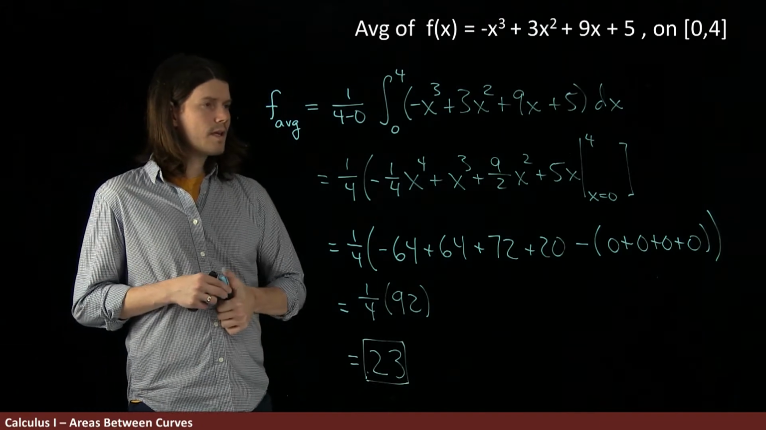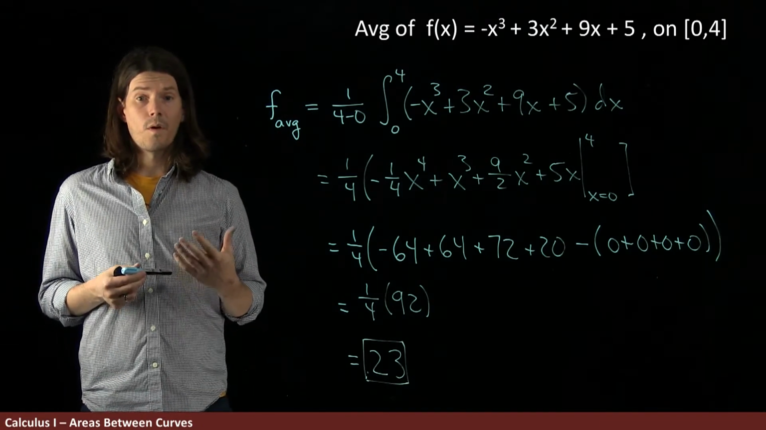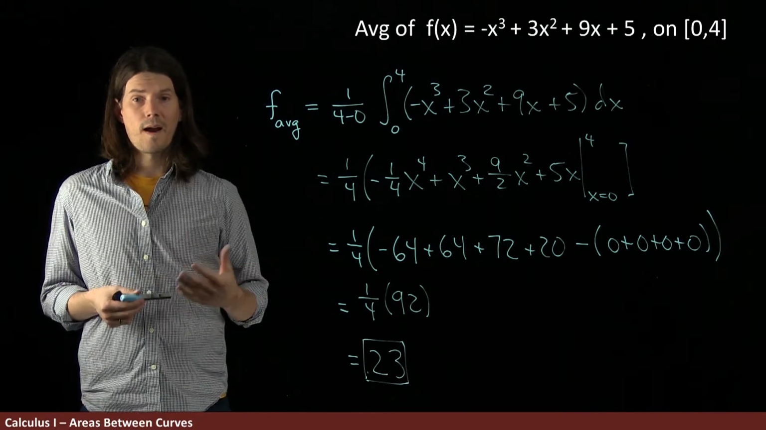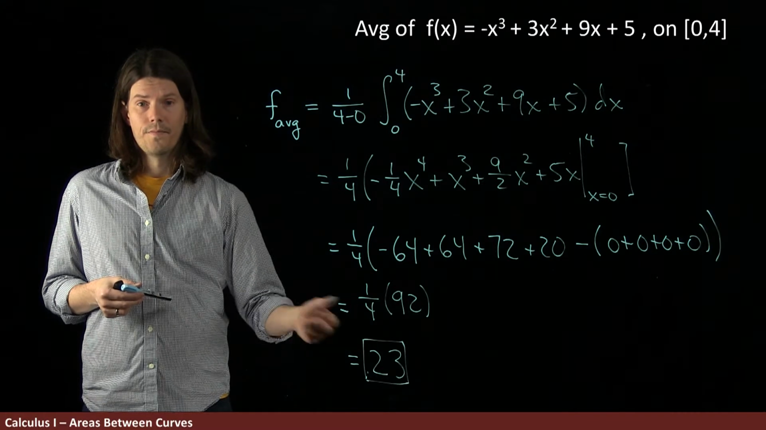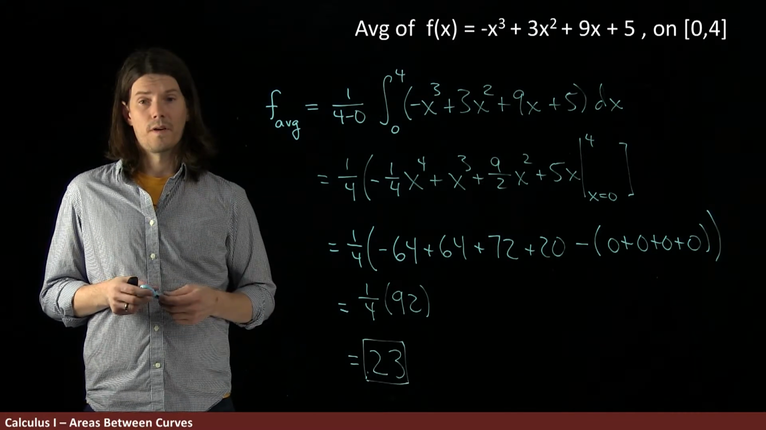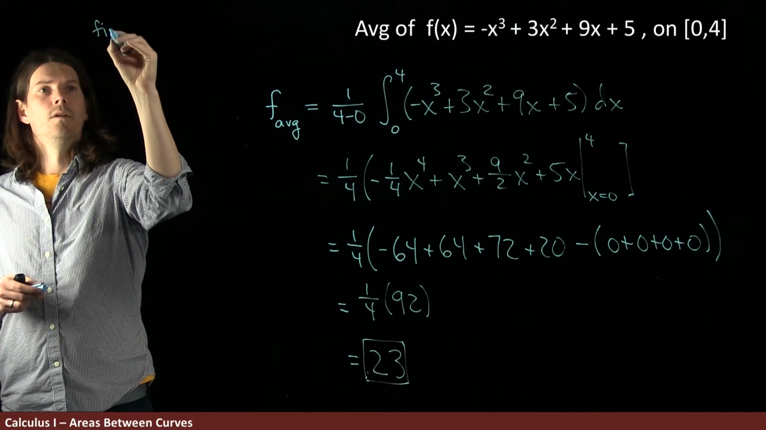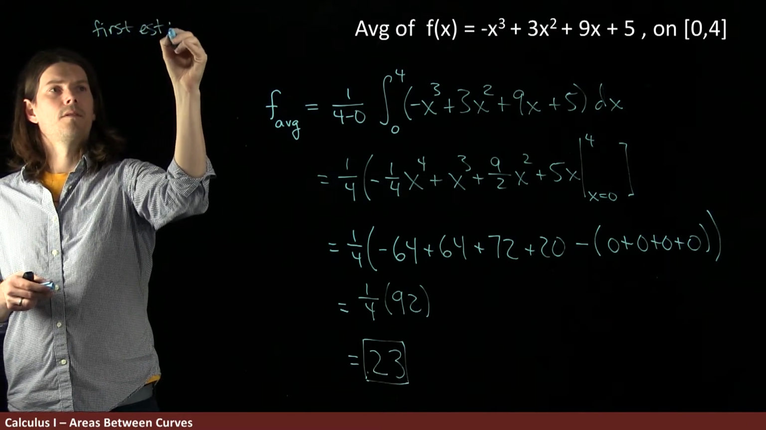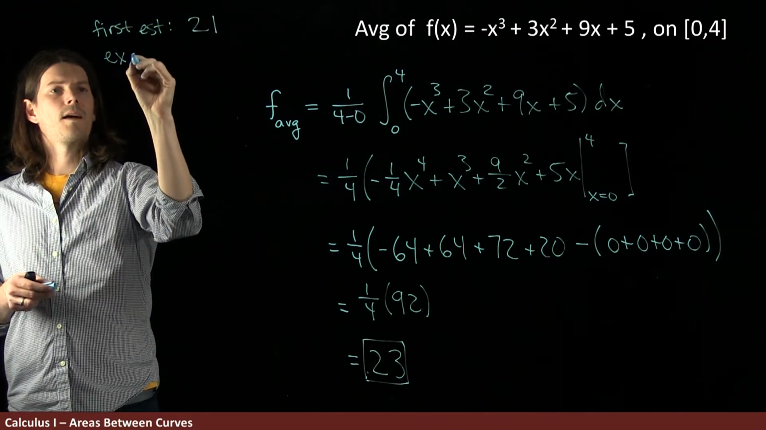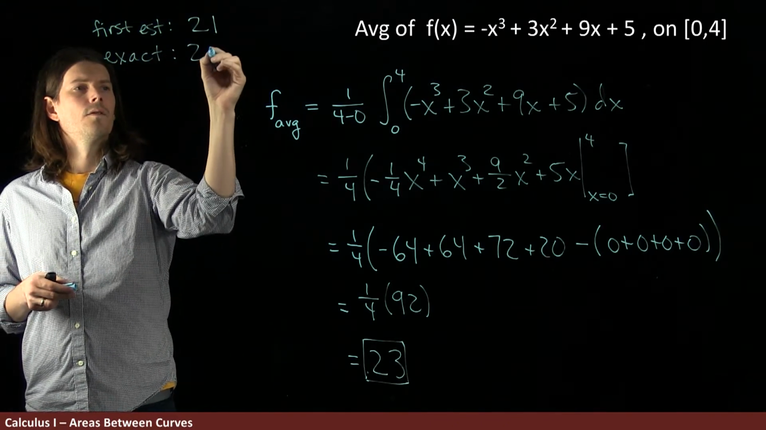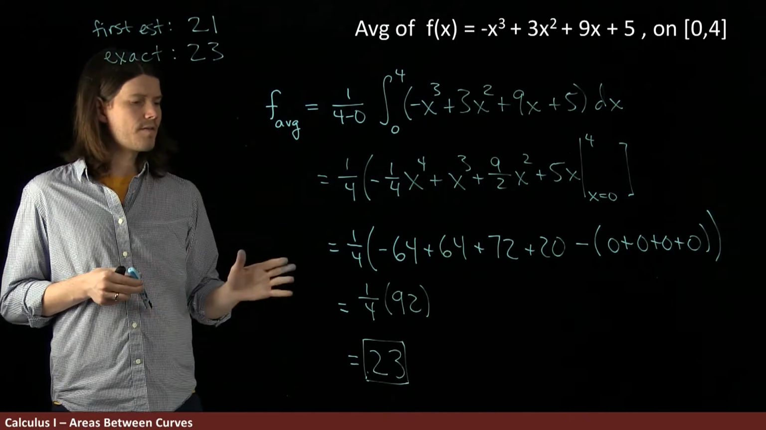So in the discrete case, when we had those 5 numbers and we took the average, you may remember that our result was 21. That was our estimate for the average value of that function. 23 is our exact value. That's the average of this function over the interval. So let's remember this. Our first estimate was 21. Our exact was 23. I want to go back to the graph to try to make sense of this.